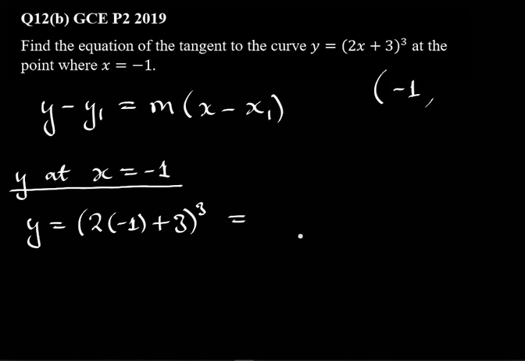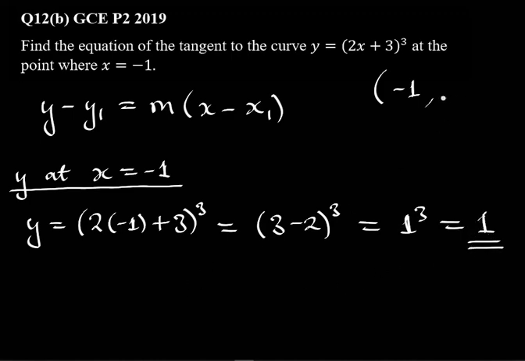Inside here, we're going to have 3 minus 2, which is 1. So we have 3 minus 2 to the power 3, which gives us 1 to the power 3, which is equal to 1. So we have our coordinates. It's -1, 1. Therefore, when we come to use this, we won't suffer much. The next thing we need to sort out is m.